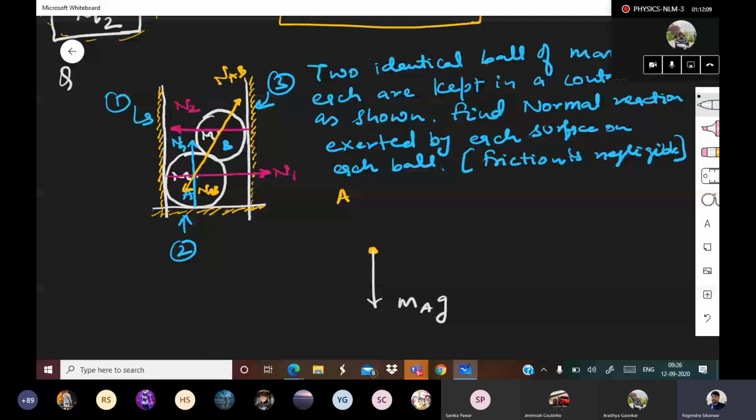Then second is N1. Check what I'm doing and keep observing if I miss out any force or if I draw any force which is not there. NG, all right, and one force is this, and that is NAB. Any doubt, any question in this, anyone? These are the four forces acting on A. Correct?